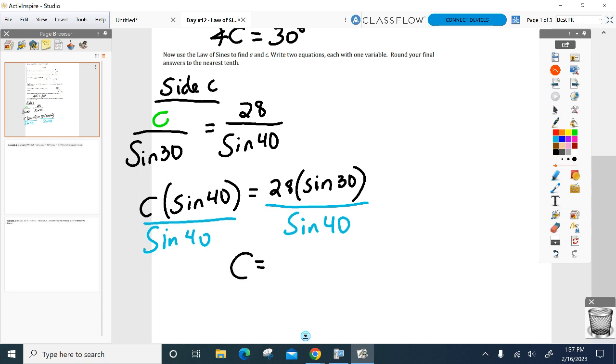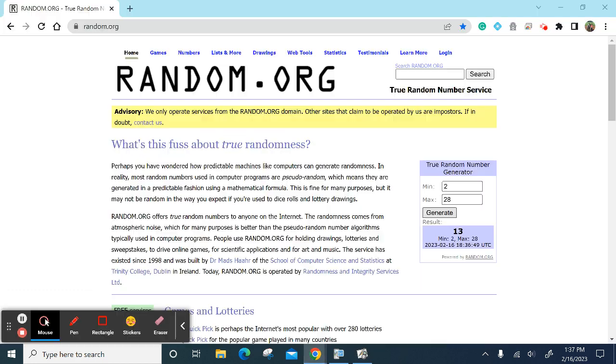Now, I would just put all of this right here in a fraction template, but I've noticed in my last 2 classes today, a lot of you guys just like to type 28 times sine 30, enter, divide by sine 40. That's fine too. I just like to do one step in the calculator, put it all in the fraction template, but if you want to do 2 separate steps, you do you. And rounding directions, round your final answers to the nearest tenth. Let me know when you're ready.